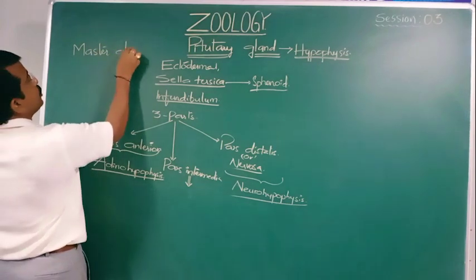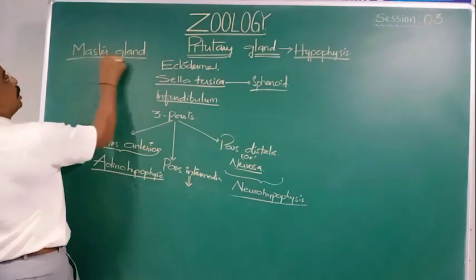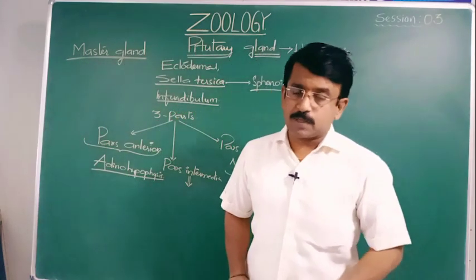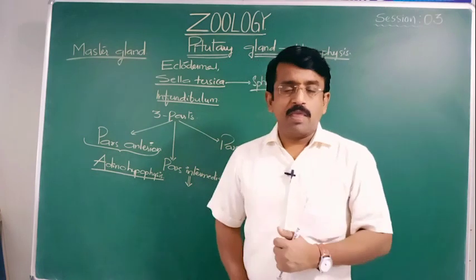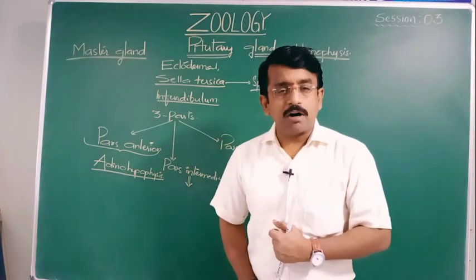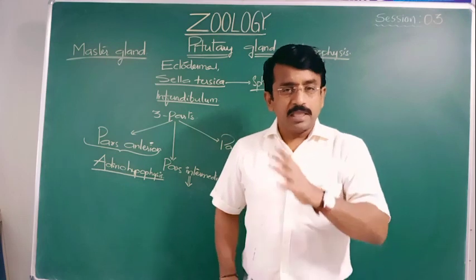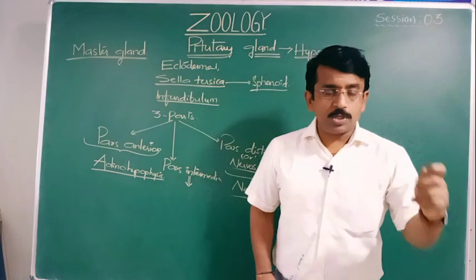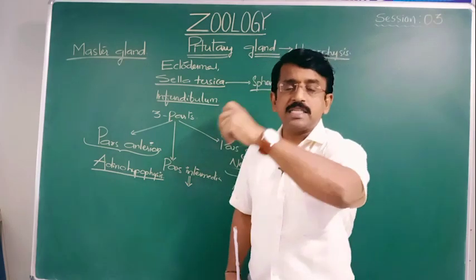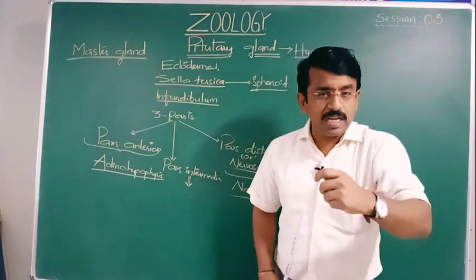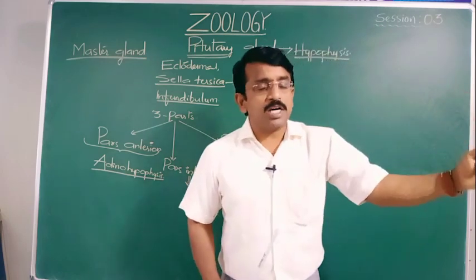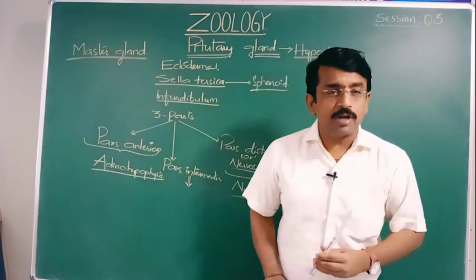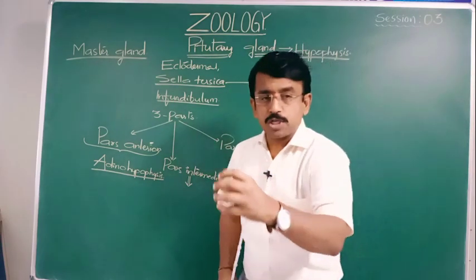Why is it considered to be the master gland? The reason is that the pituitary gland releases hormones, for example the gonadotropins FSH and LH. These hormones influence the gonads, the testis and ovary, to release their respective hormones. It means the gland influences other glands in their secretion and release. That's why the pituitary is said to be the master gland.